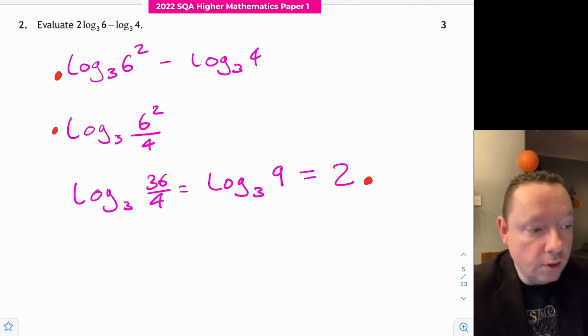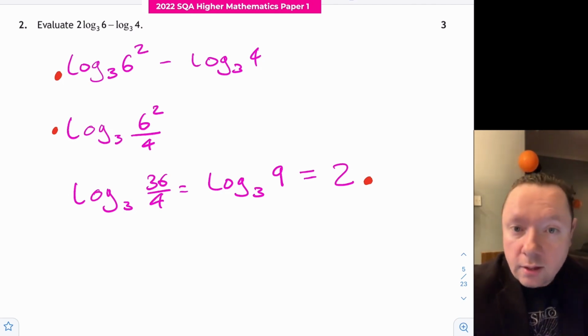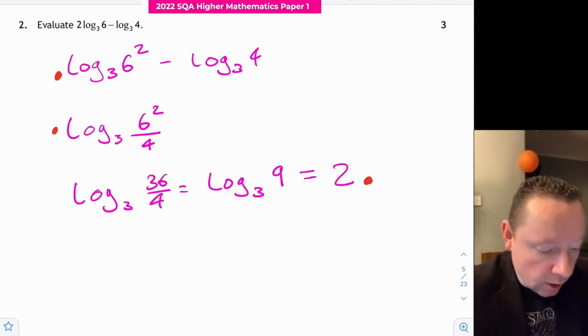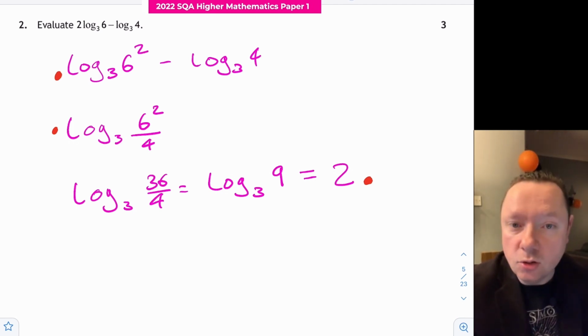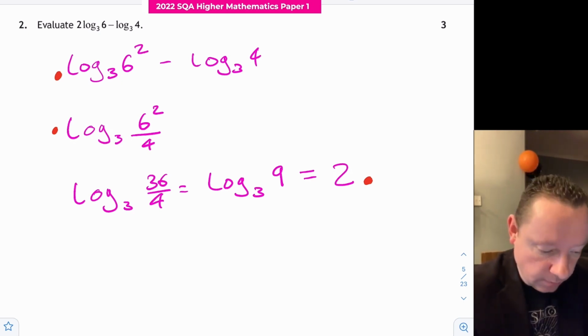Just a little note on this. If you did the correct answer but did no working on this question, you would get no marks. You have to show your steps to show that you understood it. Otherwise, the SQA just thinks you were guessing on this question.